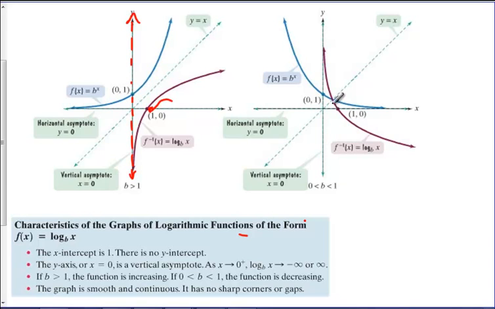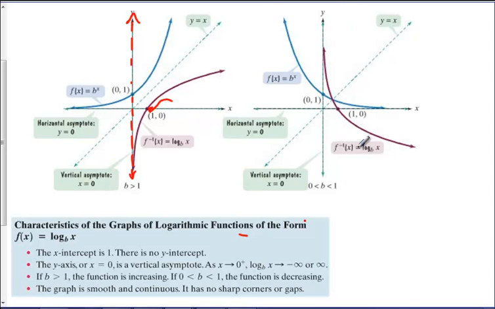Same is still true with the asymptote. With the exponential function, we had an asymptote at y equals 0. So we have to swap x and y to go from exponential to logarithmic. So now we're going to have a vertical asymptote at x equals 0. Is that okay? You guys seem thrilled. Good.